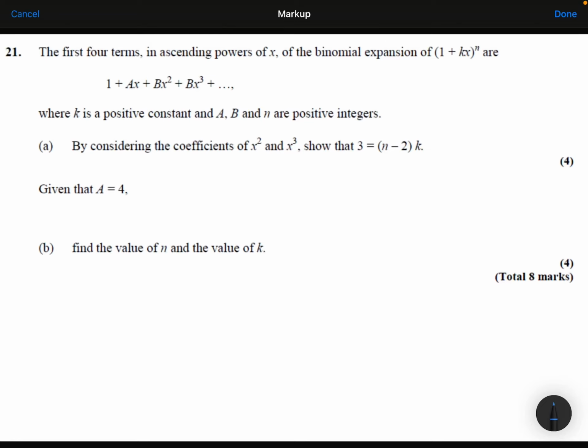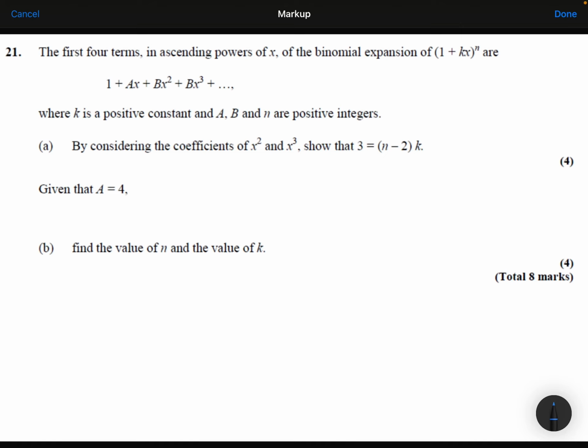The first four terms in ascending powers of x of the binomial expansion of (1 + kx)^n are 1 + ax + bx² + bx³, where k is a positive constant and a, b and n are positive integers. Part A. By considering the coefficients of x² and x³, show that 3 = (n − 2)k.